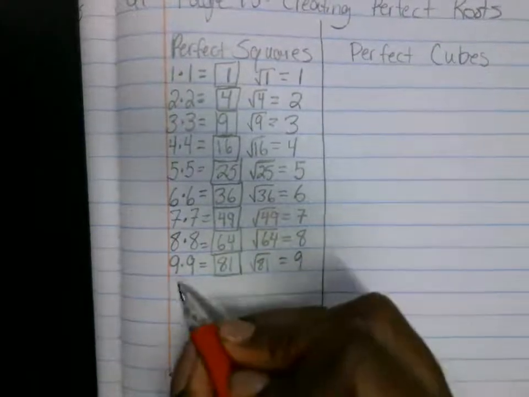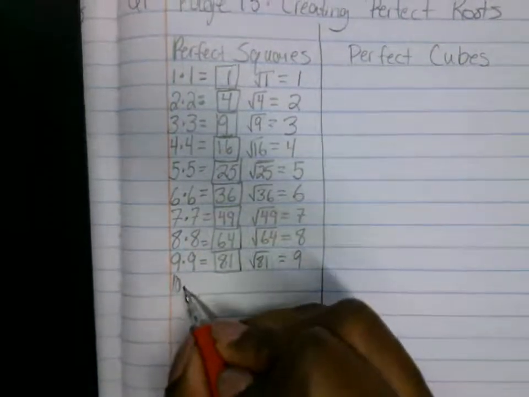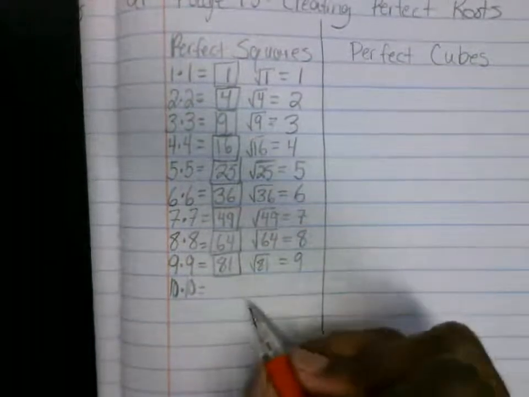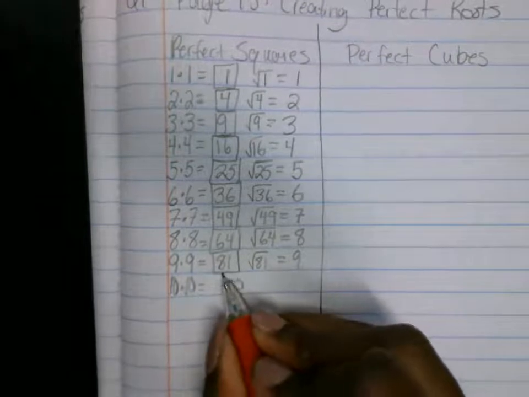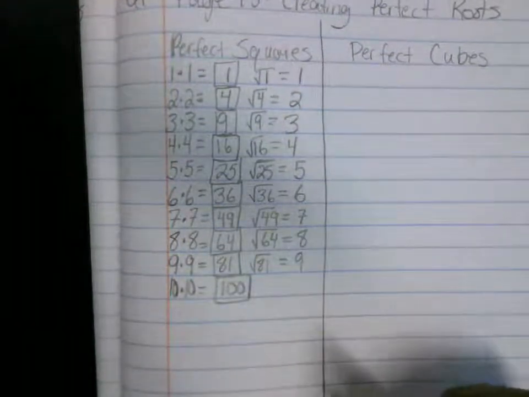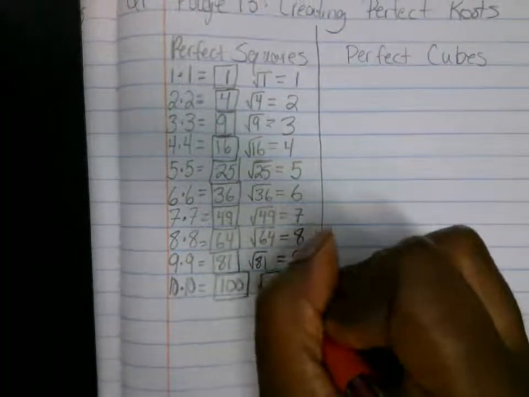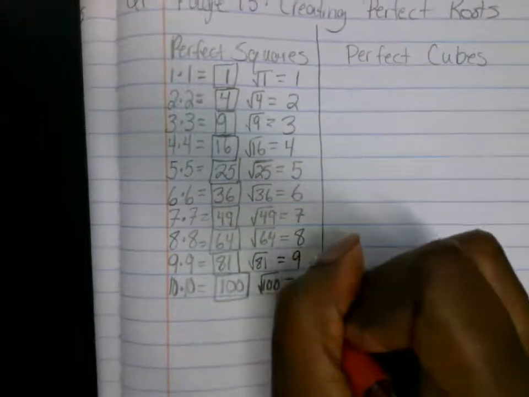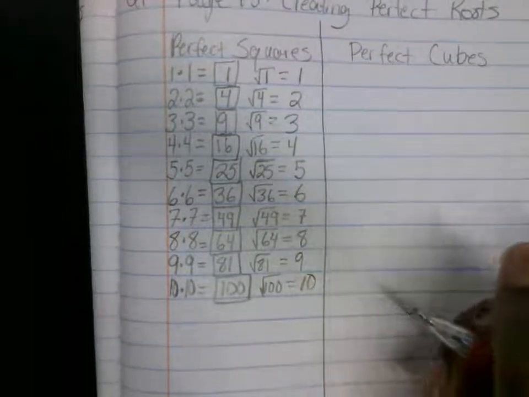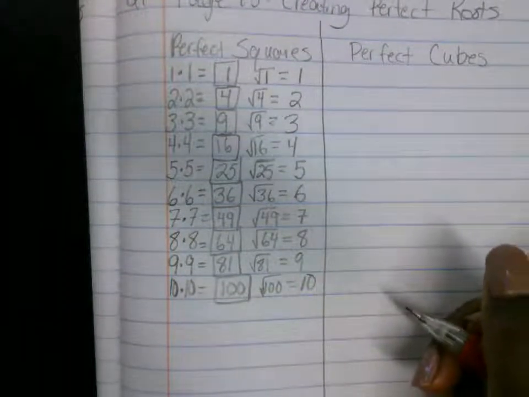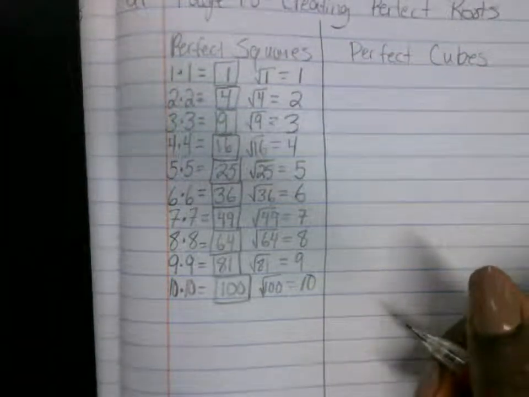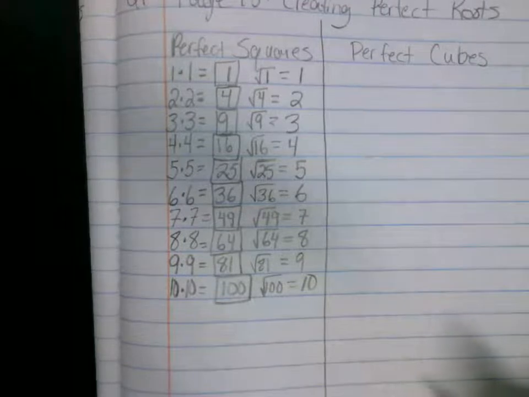So let's do the next one. We got the next perfect square to create. We're going to say 10 times 10. What's 10 times 10? 100. 100 is a perfect square. So we're going to find the square root of 100. What is the square root of 100? 10. Why? Because 10 times itself is going to give you 100, the number that's under the radical.